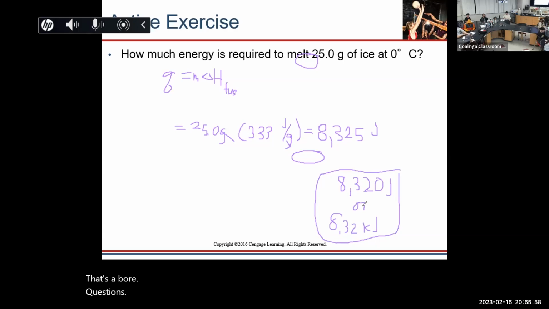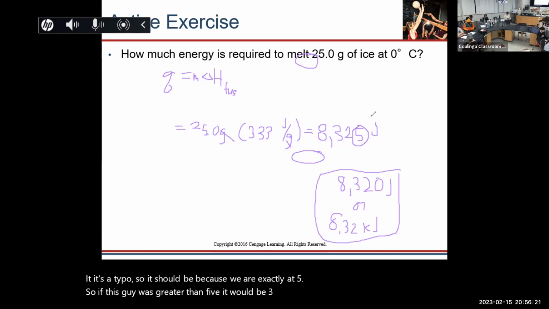Yes. So like on the slides here, it says the answer is 8.33 kilojoules. Yeah, it's a typo. Okay, so it should be, because we are exactly at 5. So if this guy was greater than 5, it would be 23. So just on the slides, cross it out.